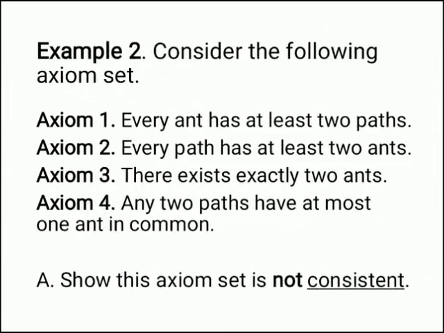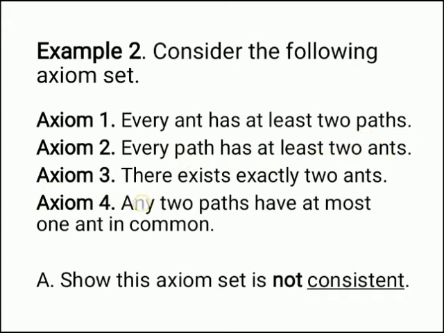So, now let's proceed to the example number 2. Consider the following axiom set. So, we have 4 axioms. Axiom 1, every ant has at least 2 paths. Bawat langgam merong kahit 2 daanan, at least 2 paths. So, axiom 2, every path has at least 2 ants. So, bawat daanan merong at least 2 ants, 2 langgam.